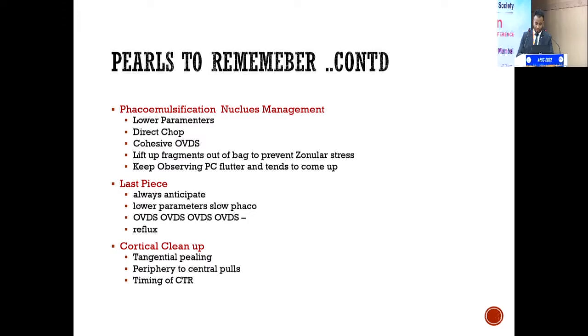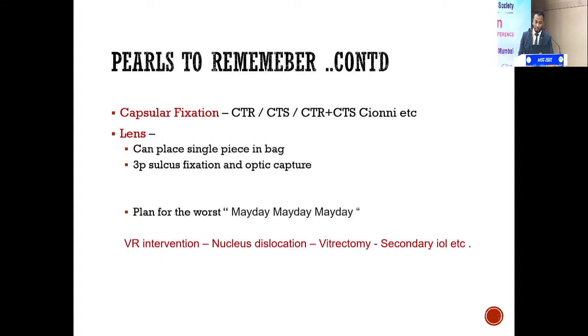A cortical cleanup is very important, where tangential peeling and peripheral to central pulling is required. Timing of the CTR is a debatable thing. It depends on your surgeon preference and also how well the cortex has been released with your hydro procedures and maneuvering in the bag. Later, capsular fixation will be required. The lens can be a single piece lens also, if you stabilize the bag well. And a 3-piece sulcus fixation and an optic capture can be done.